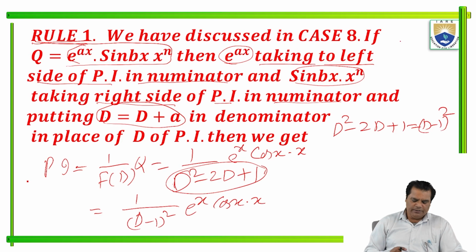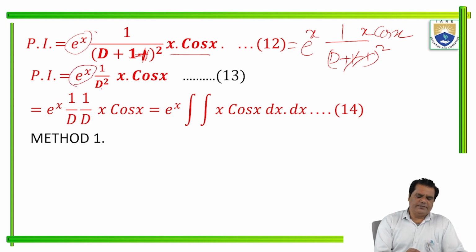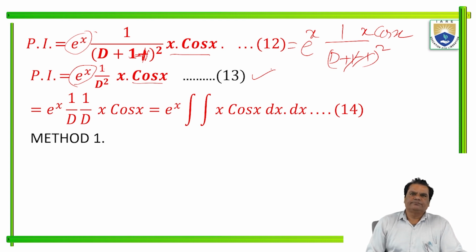In the last equation, we have (D − 1) whole square. Taking the exponential function on the left side and putting D equal to D plus a, where a is 1 here, we put D equal to D plus 1 into the other two functions. The other two functions are not changed, so the 1 is cancelled. So we find here e to the power x times 1 upon D square of x cos x. This is equation 30.